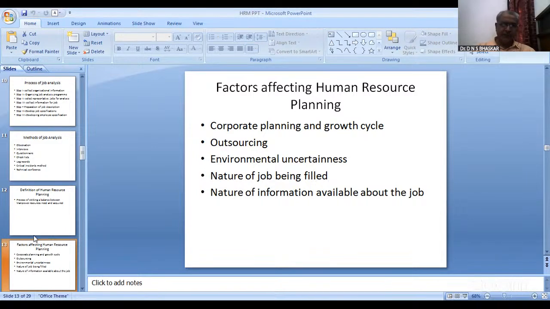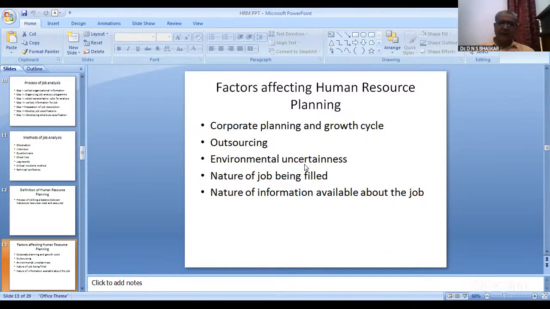First is corporate governance planning and the growth cycle: in which stage the organization is at present, how the organization is growing further, and at what rate it is growing.